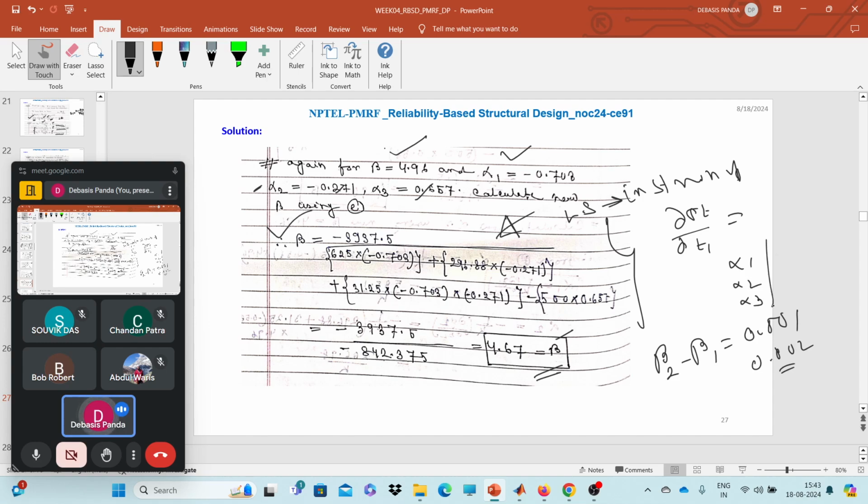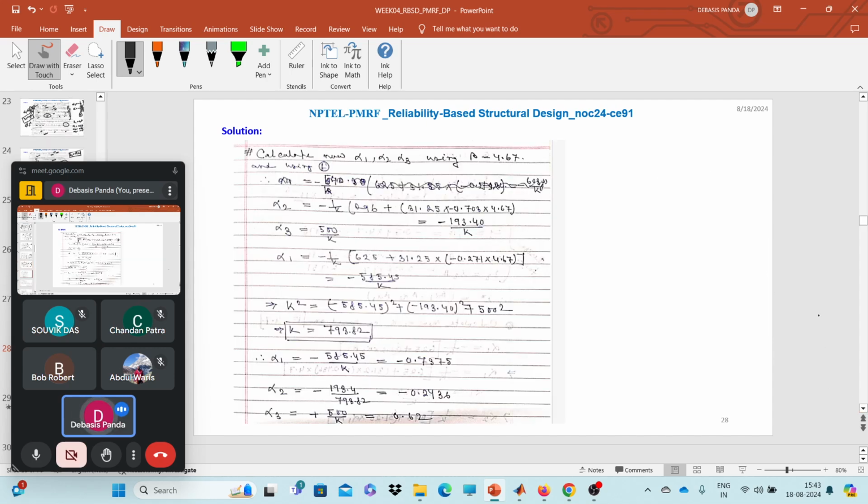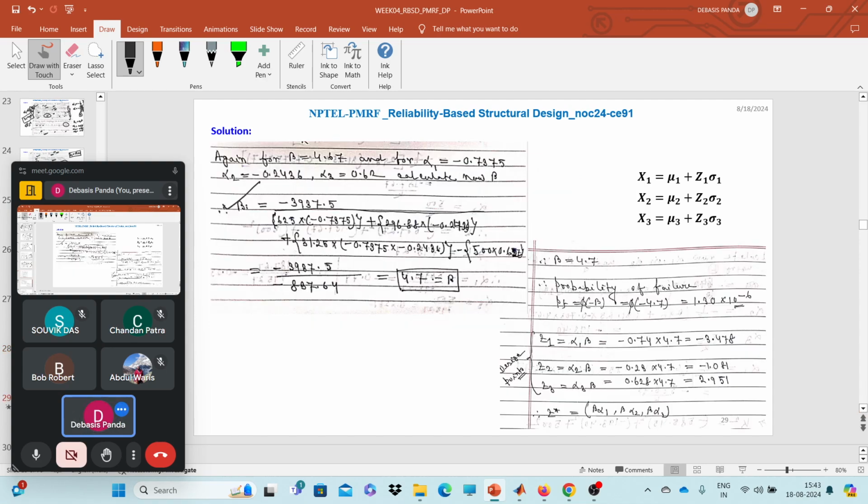And once you have alpha 1, alpha 2, alpha 3, and you have one beta, you just go to your equation, whatever equation you have, like this equation. Again and again we will use this equation, and we have seen that our beta on the third iteration comes as 4.7. Okay, so let's stop here. We conclude that 4.7 is our convergence. Now once we have beta as 4.7 and the corresponding direction cosines like this, can we find out the z1, z2, and z3 values?